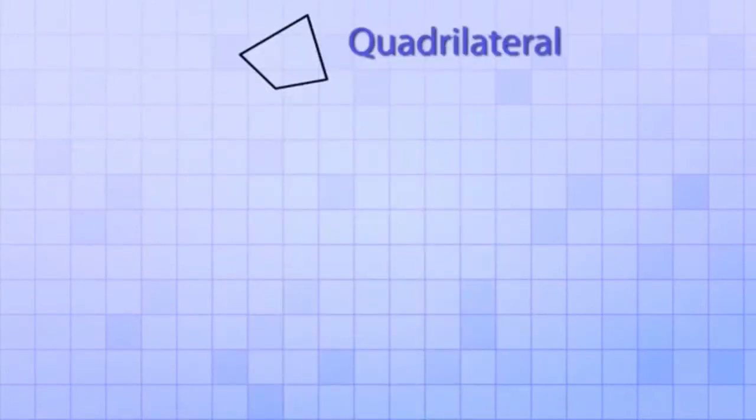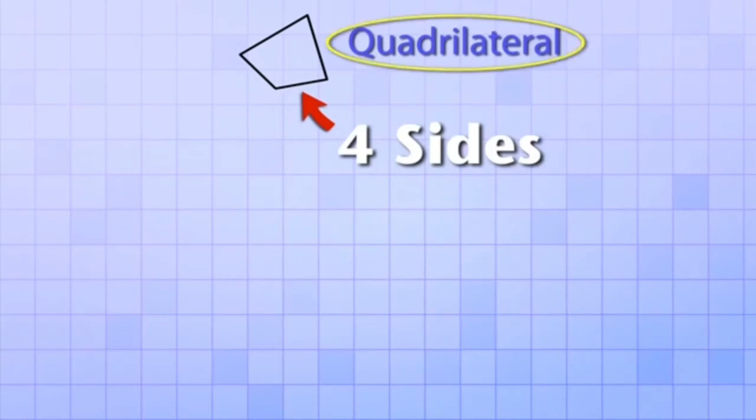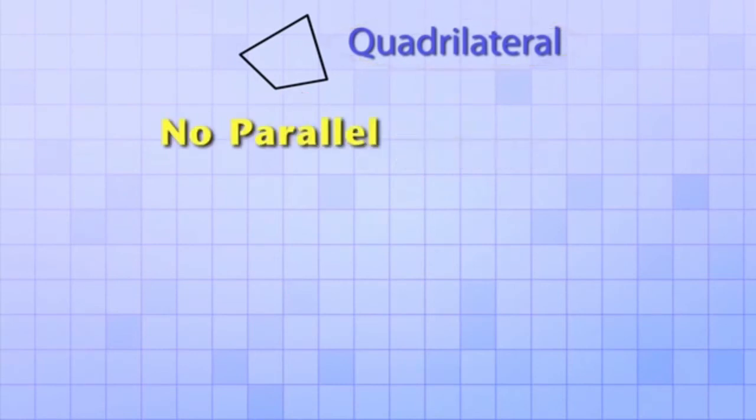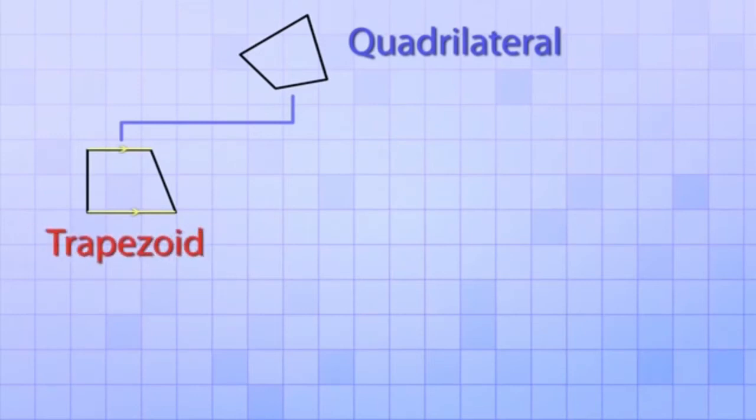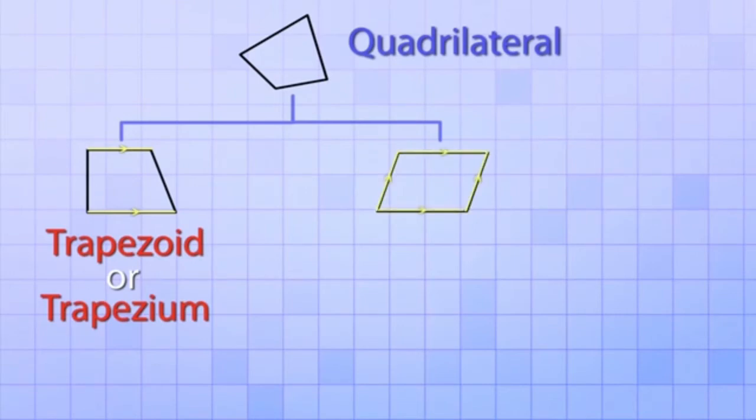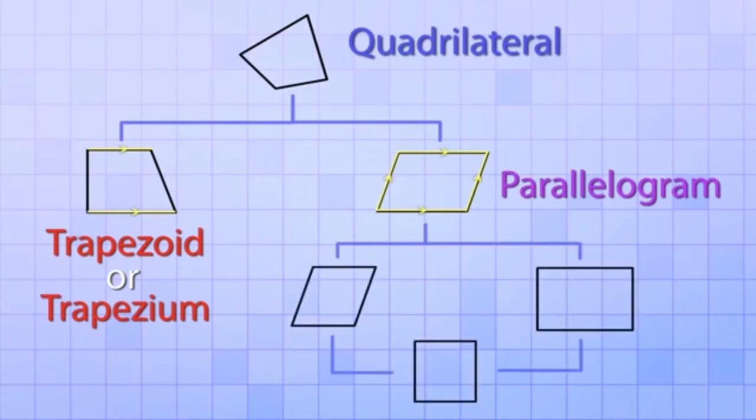So to summarize, any polygon that has exactly four sides is called a quadrilateral. And if it has no parallel sides, we still just call it a quadrilateral. But if it has one and only one pair of parallel sides, we call it a trapezoid or a trapezium. Or if it has two pairs of parallel sides, we call it a parallelogram. And you've already seen that there's several types of parallelograms called rectangles, rhombuses, and squares.